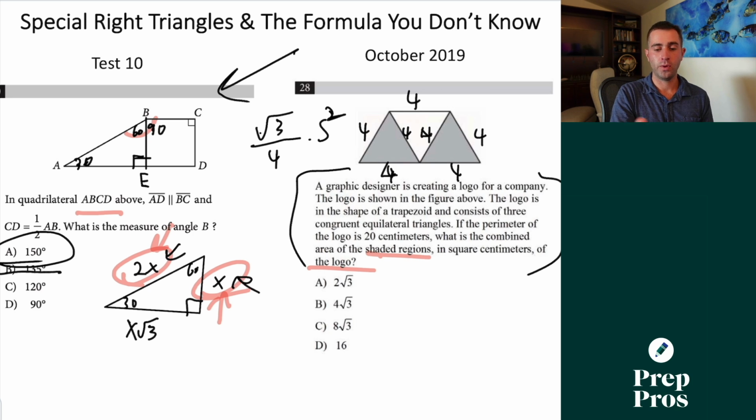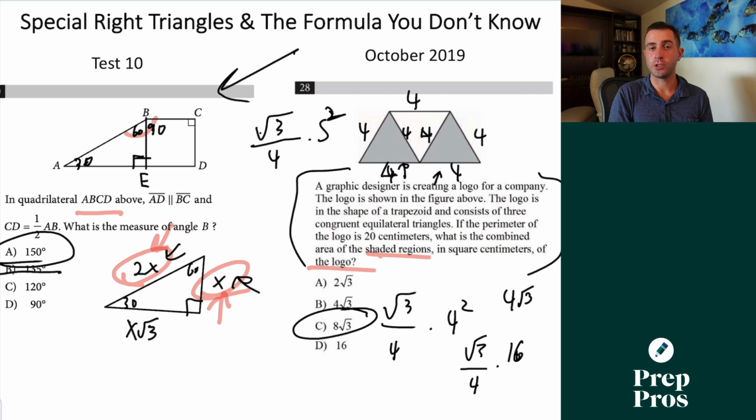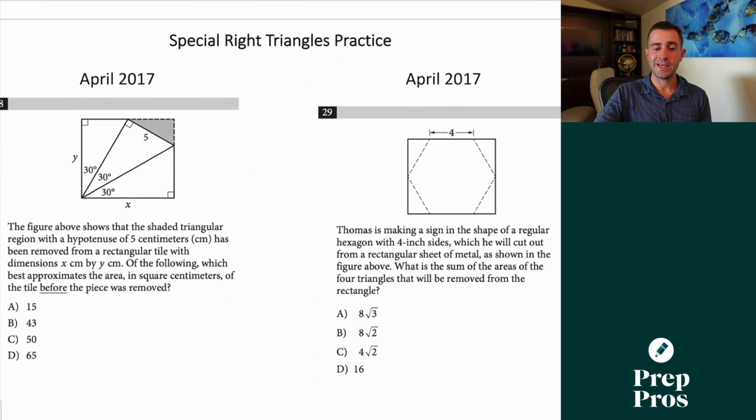So now we can simply solve for one of them, and then we'll multiply by 2 to solve for both of them by simply doing root 3 over 4 times 4 squared. And this is going to be the same as root 3 over 4 times 16, which is simply going to be the same as 4 root 3. And now since we're doing 2 of them, we're going to simply multiply by 2, and we're going to get 8 root 3. And that's going to be it for the video here.